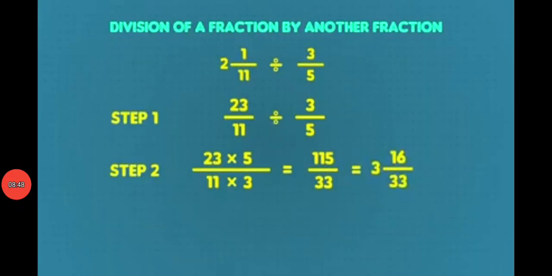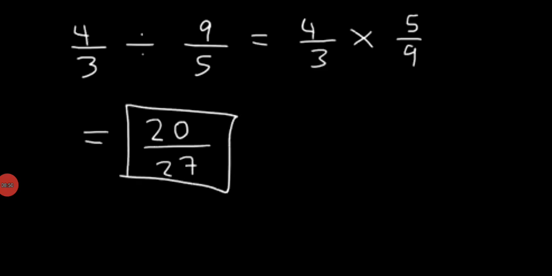Let us take another example, 4 by 3 divided by 9 by 5. So we have to find first the reciprocal of 9 by 5. We all know the reciprocal is 5 by 9. So next step is 4 by 3 into 5 by 9, that means 20 by 27.